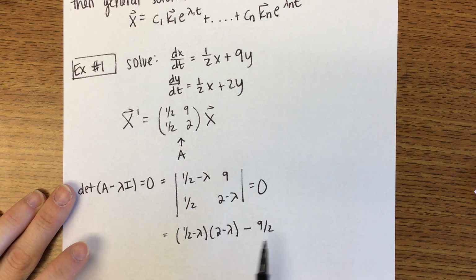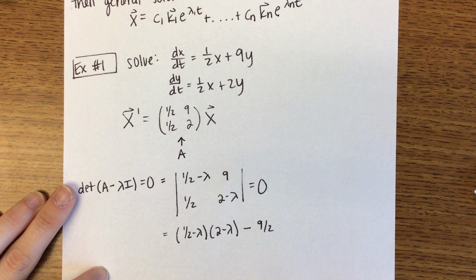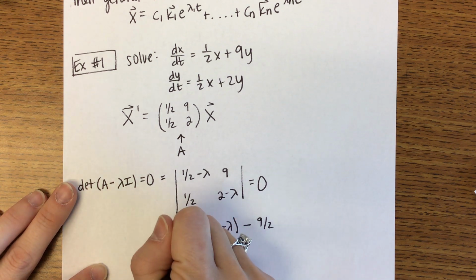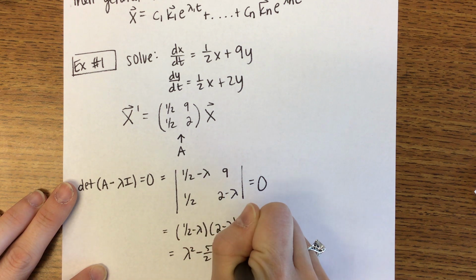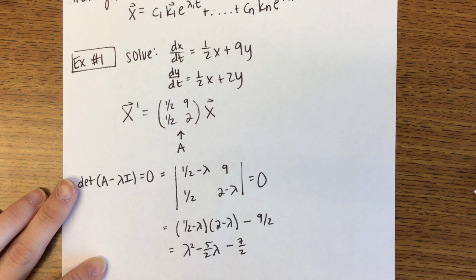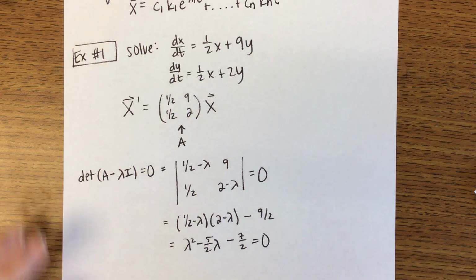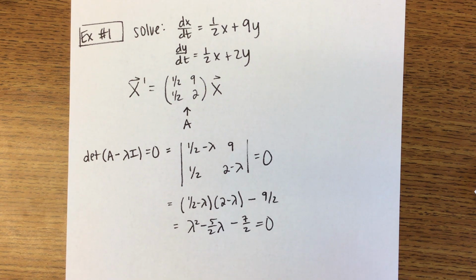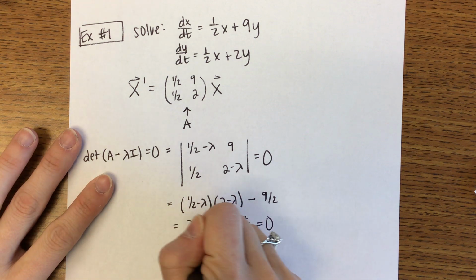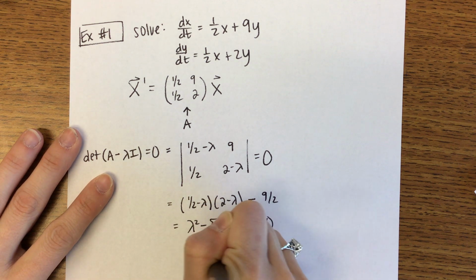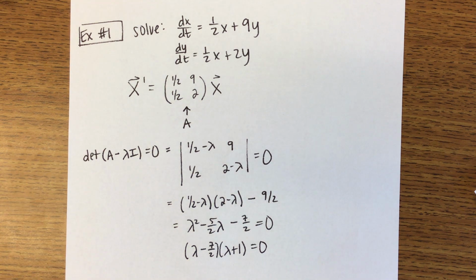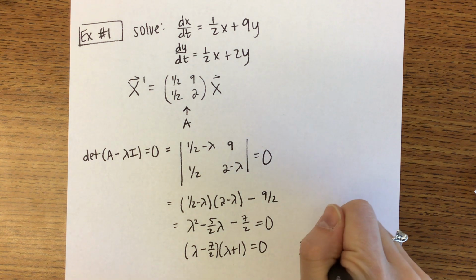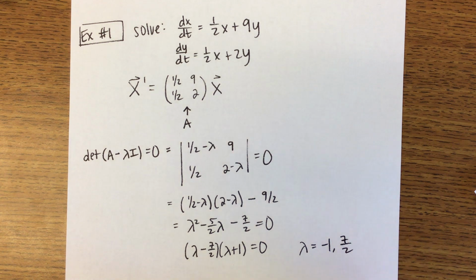You're going to multiply that out, combine like terms. Are you okay if I tell you what it ends up being? Ends up being lambda squared minus 5/2 lambda minus 7/2. We want this to be equal to 0. It's quadratic, so you can do the quadratic formula or you can factor it. I will tell you this ends up being (lambda minus 7/2) and (lambda plus 1). So we get two eigenvalues here. The first one is -1, the second one is 7/2.